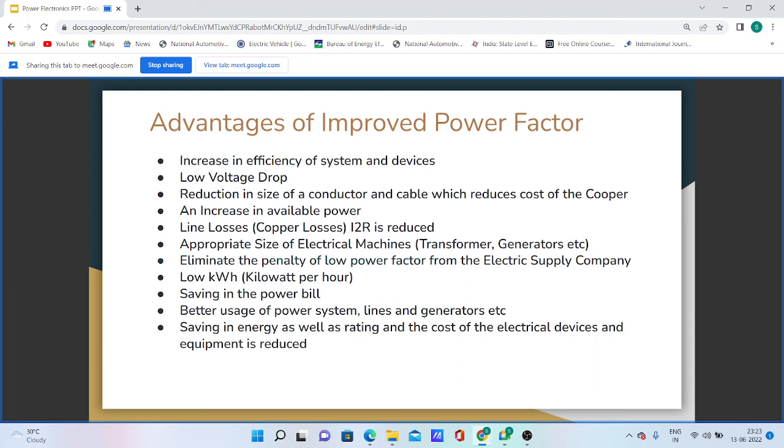Power factor improvement aims to optimize the utilization of electric power, and to reduce the electricity bill and power losses in the circuit. So first, the first improvement is an increase in the efficiency of the system and devices.